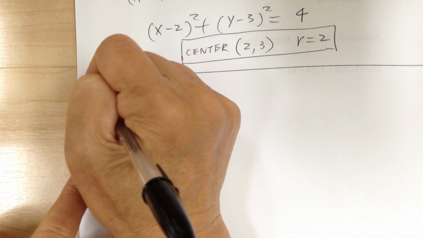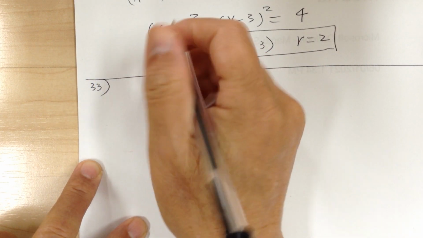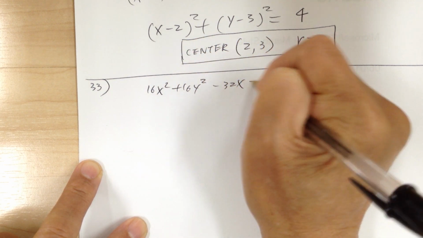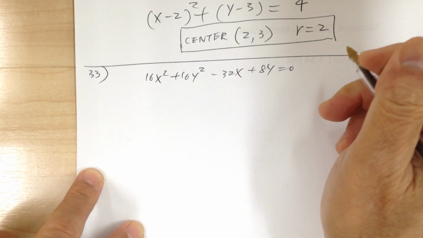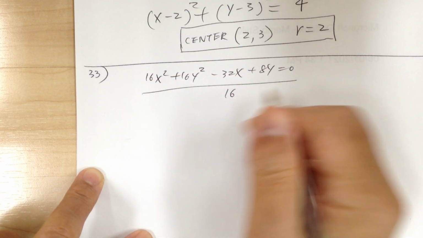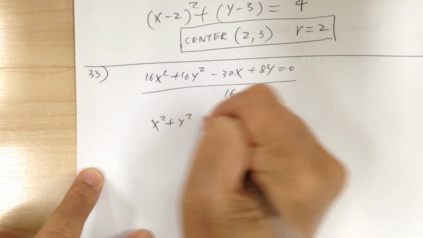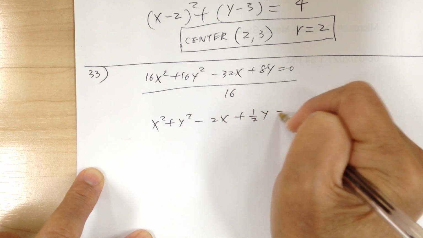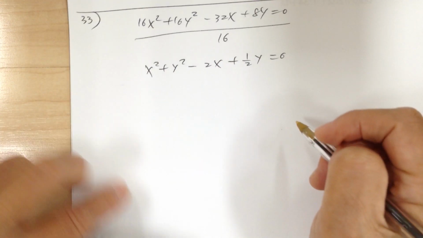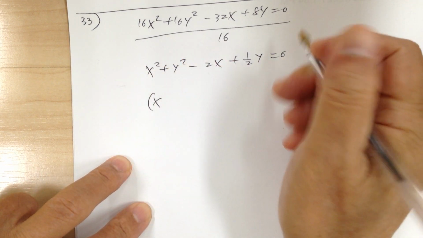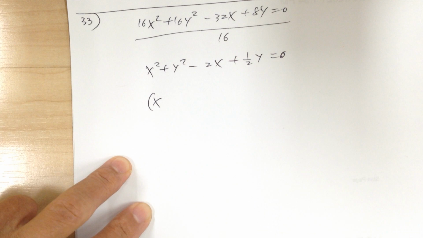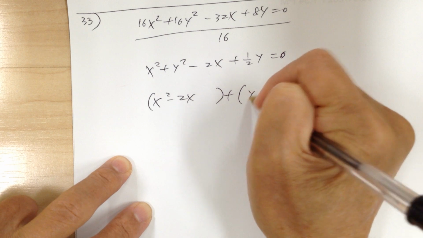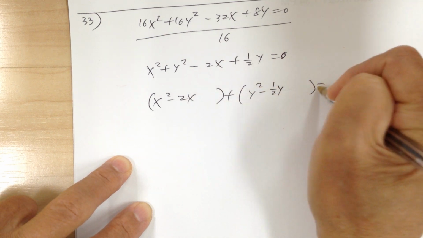Okay, number 33. Same thing, you've got 16x squared plus 16y squared minus 32x plus 8y equal to 0. So first, dividing by 16, you get x squared plus y squared minus 2x plus 1/2 y equal to 0. Then let's group things together. There's no number over here, so it's kind of nice. So you've got x squared minus 2x plus y squared minus 1/2 y equal to 0.